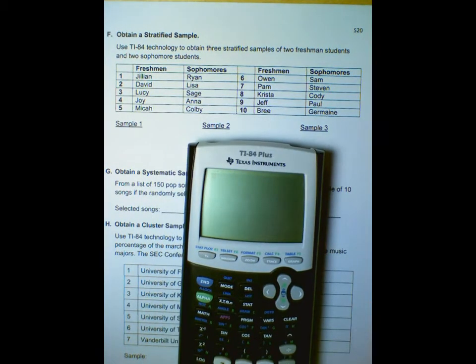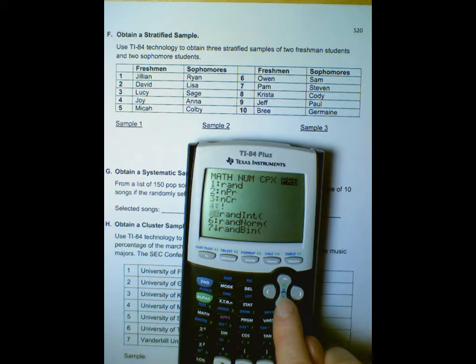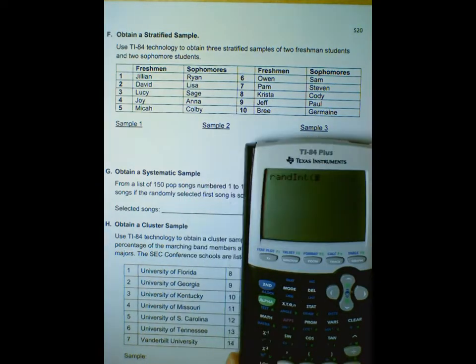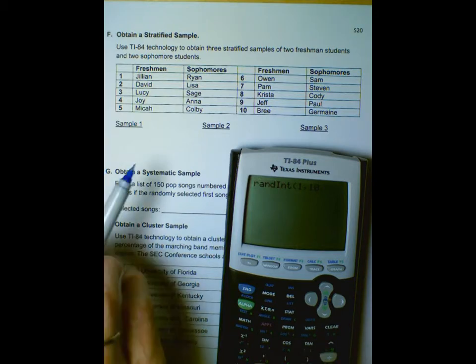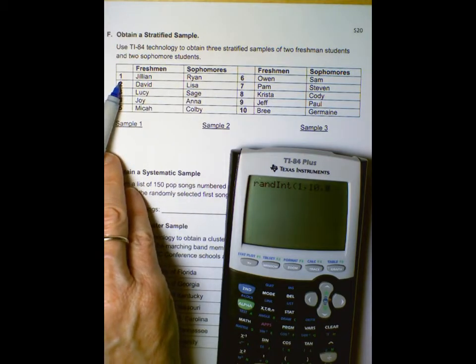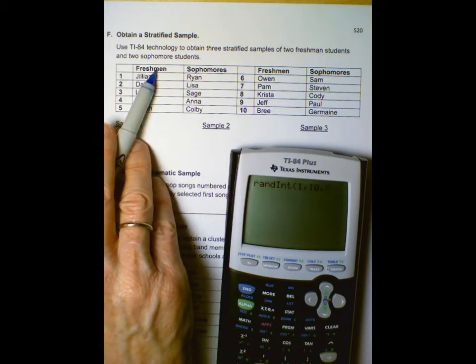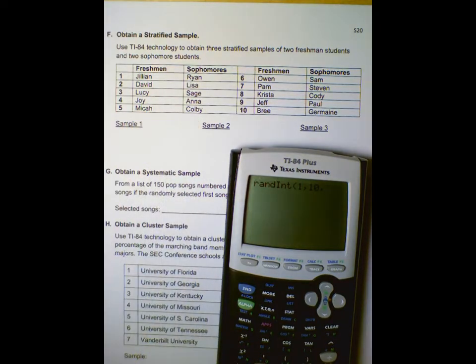Okay, so do you remember how to do this? Math, probability, number 5, random integer. And recall, we're supposed to put the lowest number, 1, comma, the highest number, 10, comma, and then how many we need. Well, if we pick 4, you'll notice that Jillian and Ryan are both number 1, but if I decide the first 2 digits are going to give me my freshmen and the next 2 my sophomores, right? So I need 4. Close parentheses, enter. So what did I get?